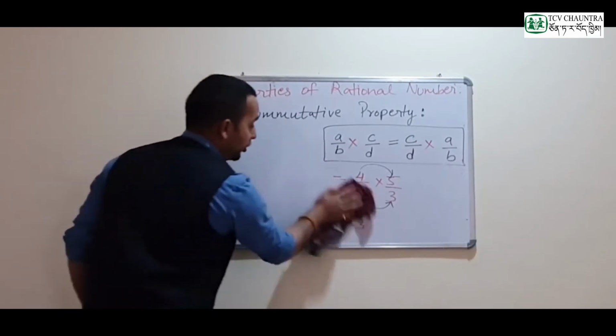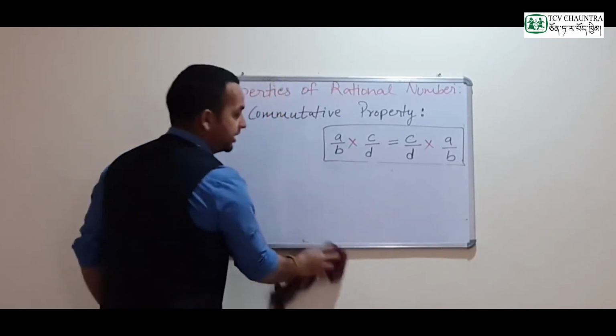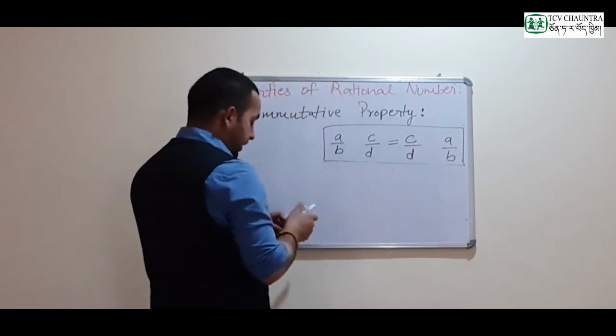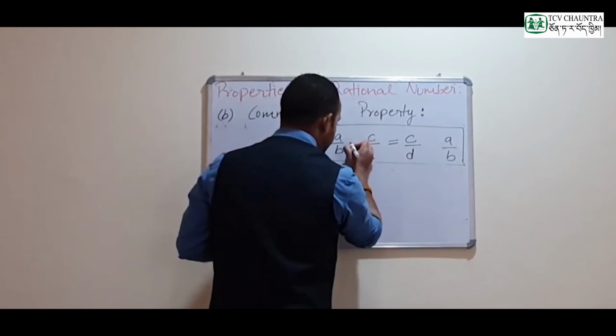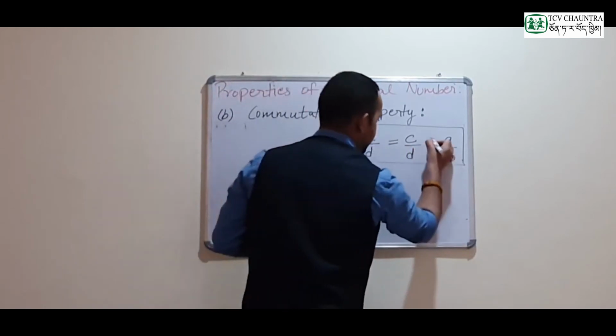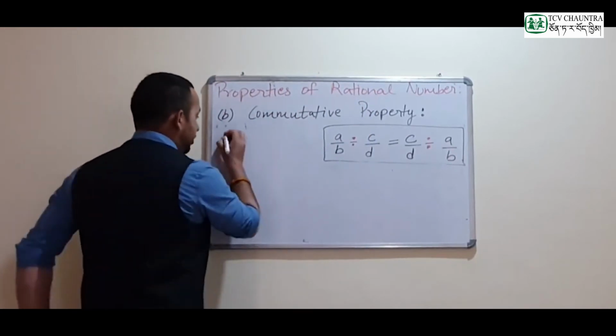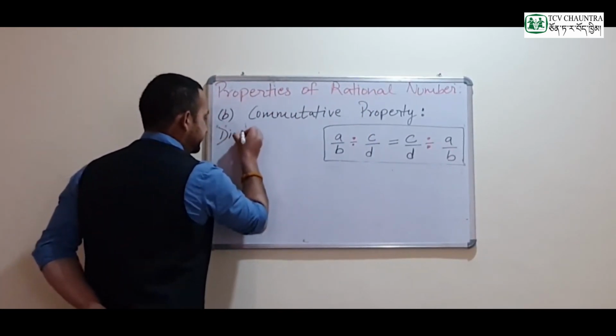Now, lastly we are going to check the commutative property for division, right? So the formula is the same, only the operation is different. So again we are going to check the commutative property for division.